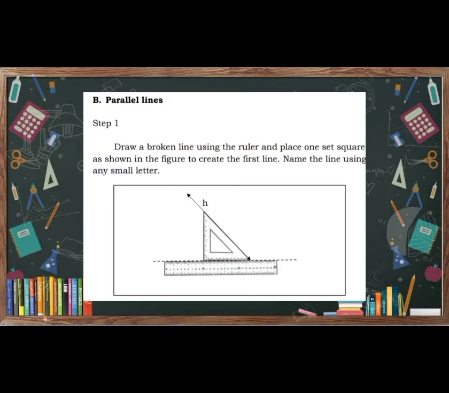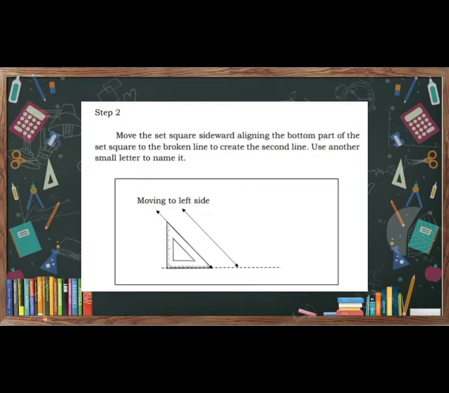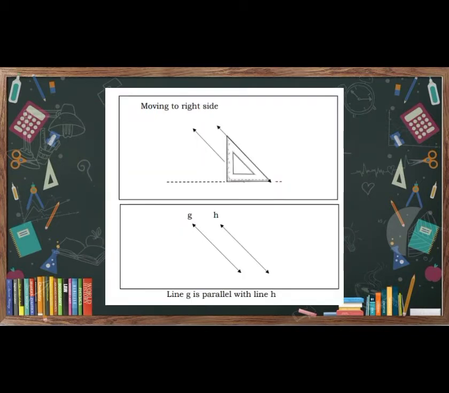Parallel lines. Step 1. Draw a broken line using the ruler and place one set square as shown in the figure to create the first line. Name the line using any small letter. Step 2. Move the set square sideward, aligning the bottom part of the set square to the broken line to create the second line. Use another small letter to name it.